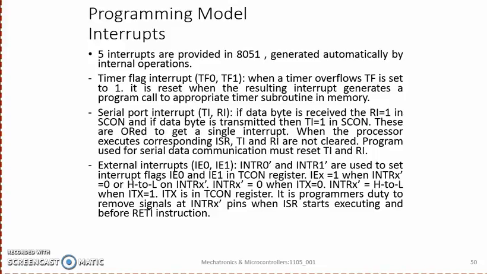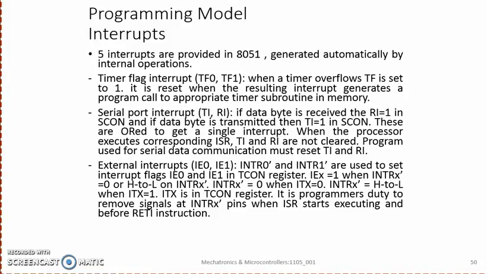Serial port interrupt, TI or RI. If a data byte is received, RI will be set in the SCON, and if a data byte is successfully transmitted, then TI is equal to 1 in SCON. These are all ORed together to a single interrupt. When the processor executes the corresponding ISR, TI and RI are not cleared. The program used for serial data communication should reset TI and RI.